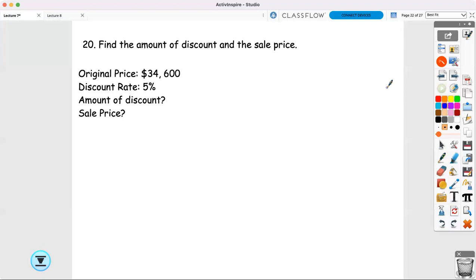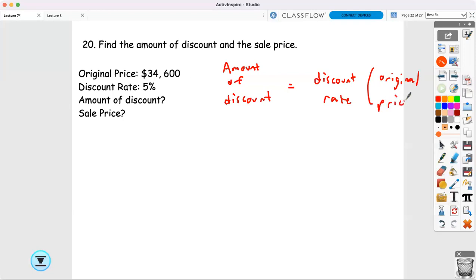Well, I know you're setting it up. I'm gonna write the first formula. I know the amount of discount. The formula for that, which I gave to you already, is pretty much gonna be discount rate times the original price. That is the formula. I'll give you a few moments to write that down.